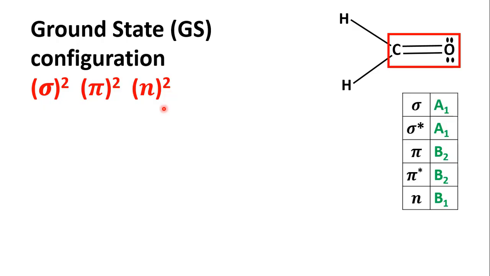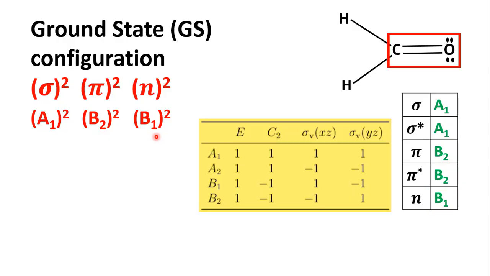And now, the symmetry corresponding to the sigma molecular orbital is A1, that we have found out earlier. And so, we are substituting the symmetry corresponding to the sigma molecular orbital, A1, here, and the symmetry corresponding to the pi molecular orbital is B2. We are substituting it here. The symmetry corresponding to the non-bonding orbital is B1, which is substituted here.